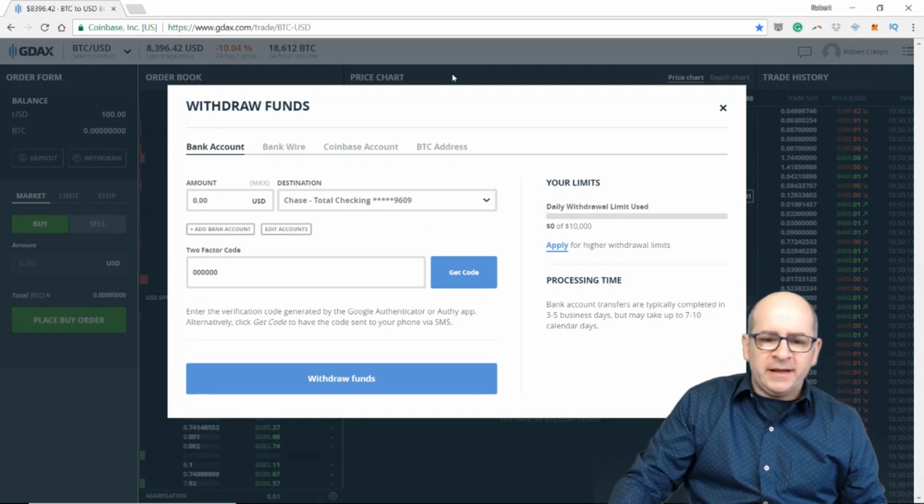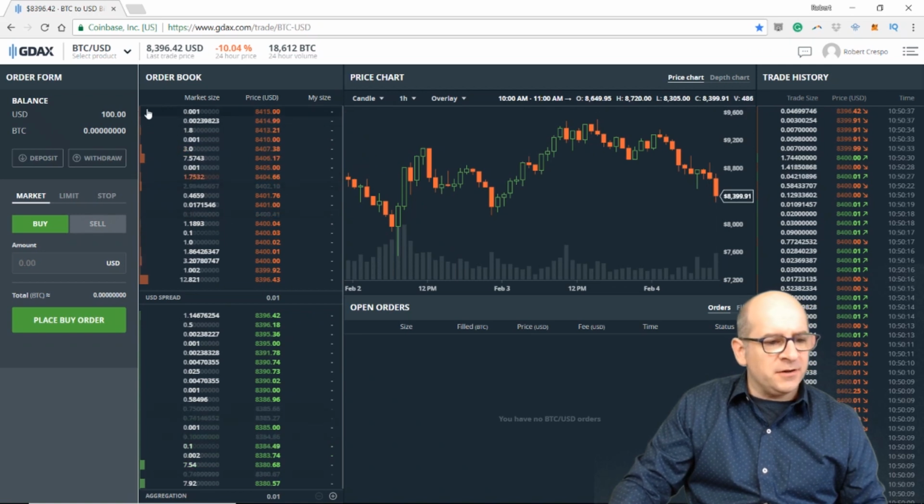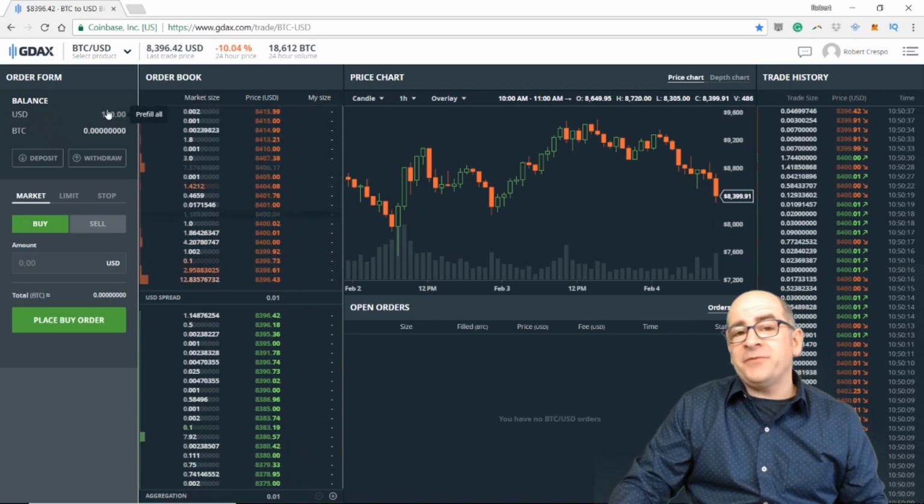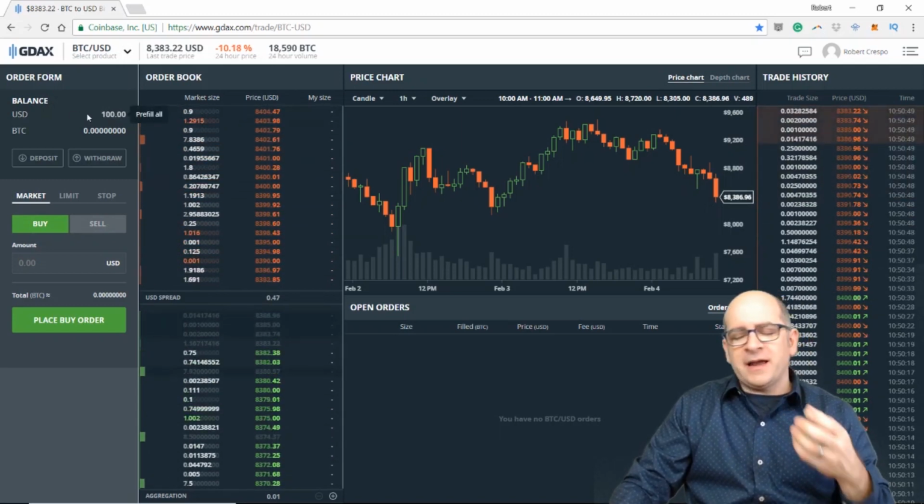Okay, with that out of the way, let's see what we can do with this $100 sitting in my GDAX platform. I didn't put a lot of money in here.